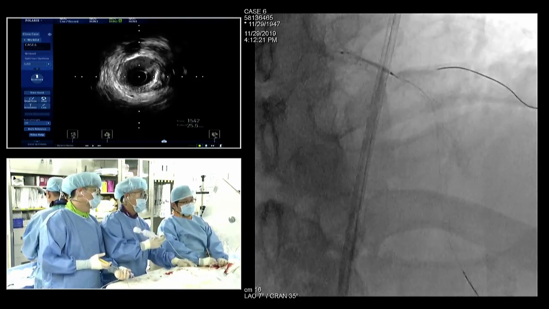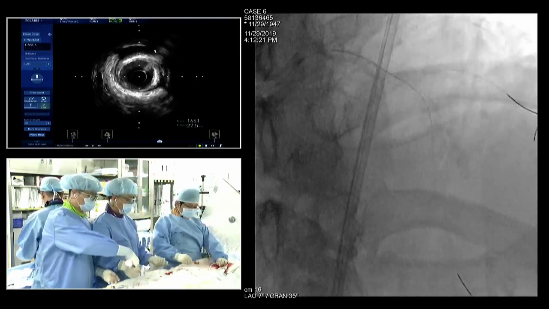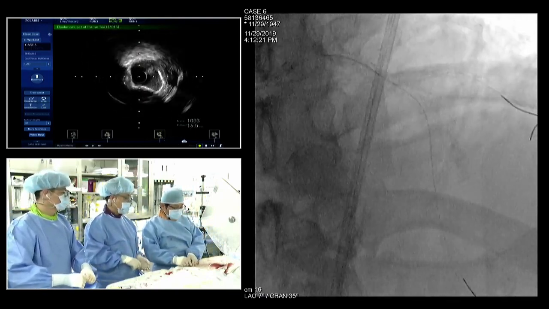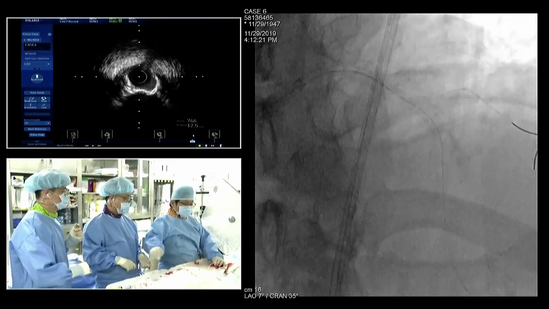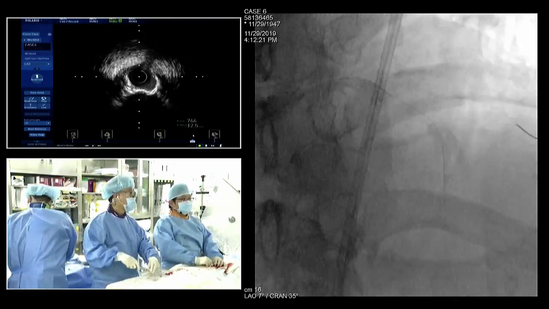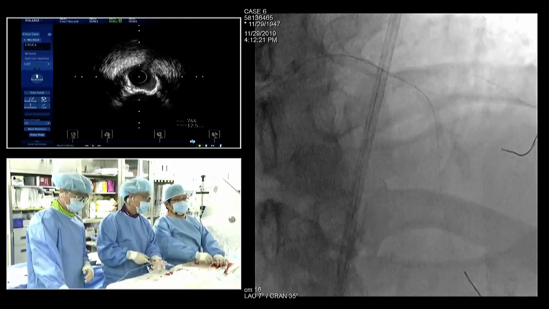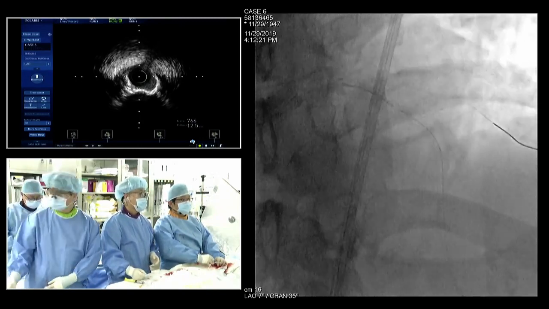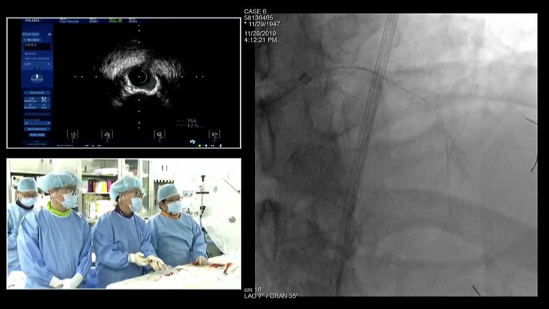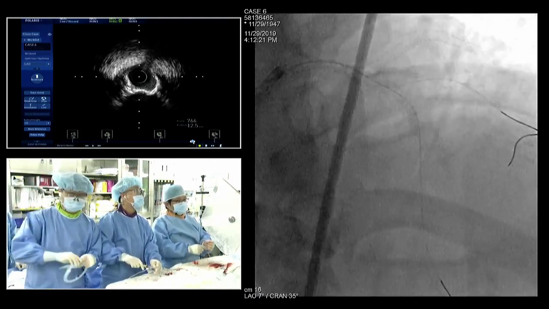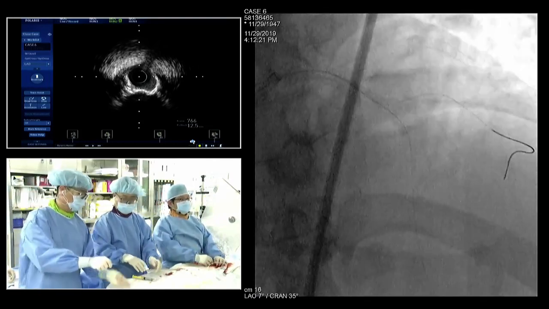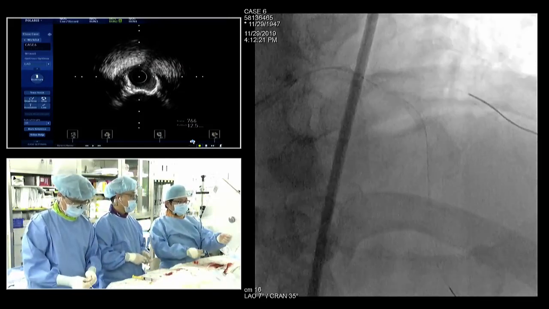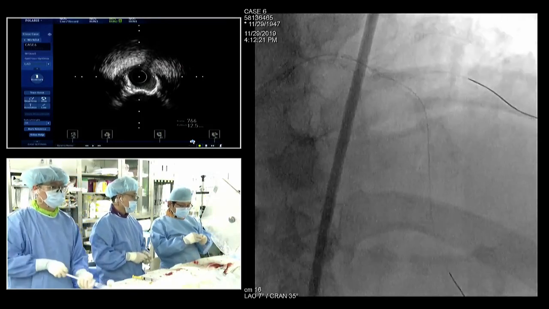Oh, no, this is the diagonal branch. Maybe wire kinking, slowly. Ready to the balloon. 3.0 high pressure balloon, please. You know, if you do a Tablator, you simplify all these maneuvers. Okay, this is 3.0 non-compliant. Yes, 3.0 high pressure balloon.